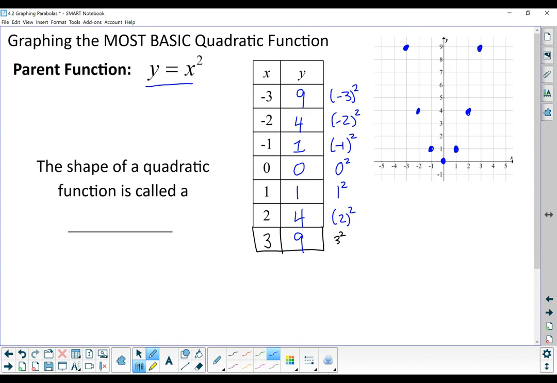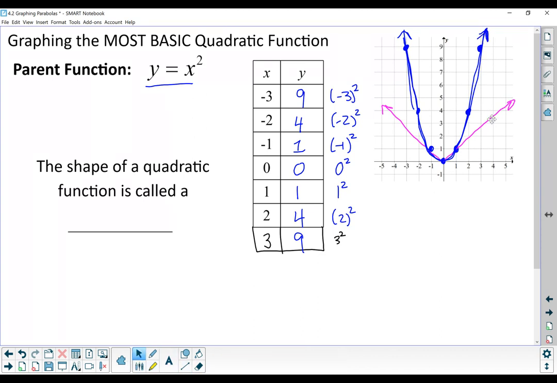So in some ways, this is very similar to the absolute value graphs that we worked on last time. The absolute value graphs had a straight edge, something like this. So you can see that instead of having a nice straight edge, this quadratic has a curviness to it. And so we often say that it has a U shape instead of a V shape.